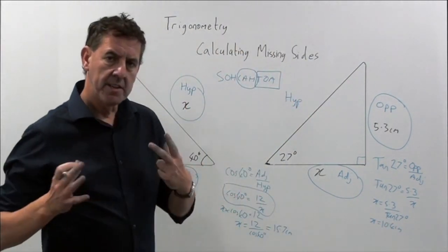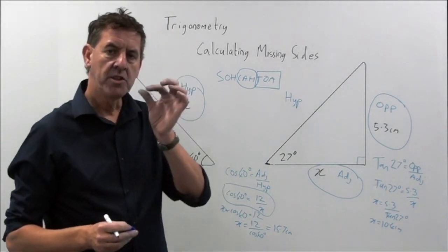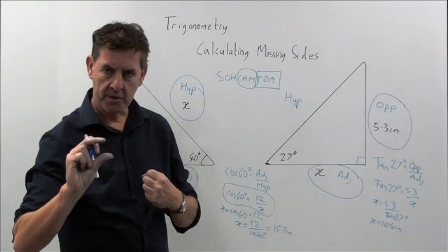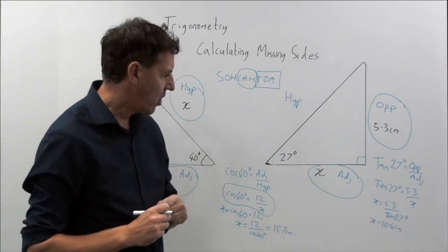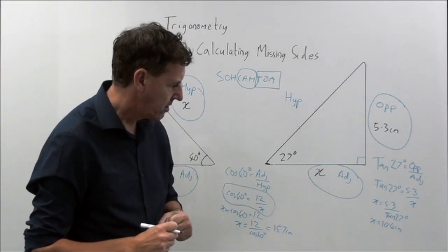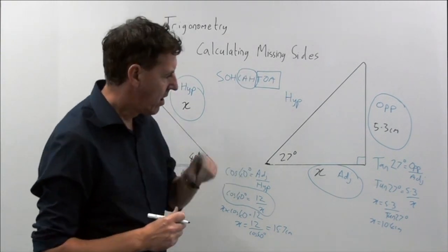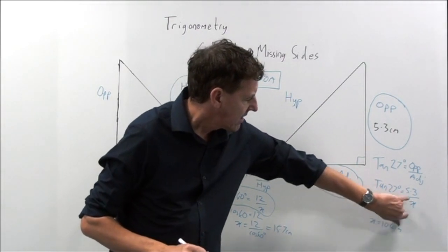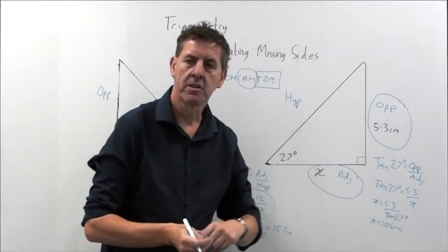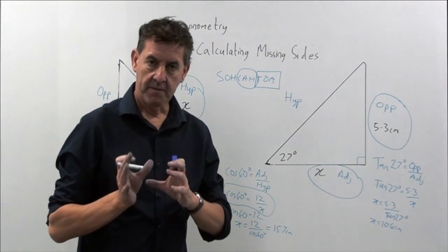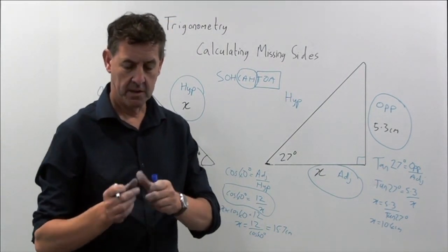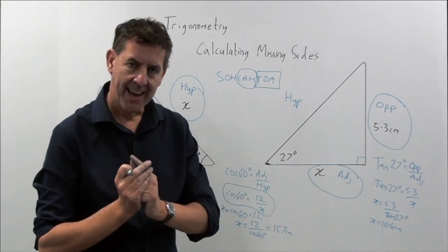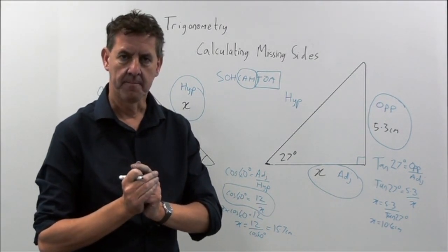So, to summarise missing sides, once you've chosen your correct ratio, is your variable on the top or on the bottom? If the variable's on the top, it's nice and straightforward. We just multiply by the number. If the variable is on the bottom, we just have to do a switch. Tan 27 comes down there, the x goes to the top. You now should feel really confident with two things: calculating missing sides using trigonometry, and calculating missing angles using trigonometry. Thank you.